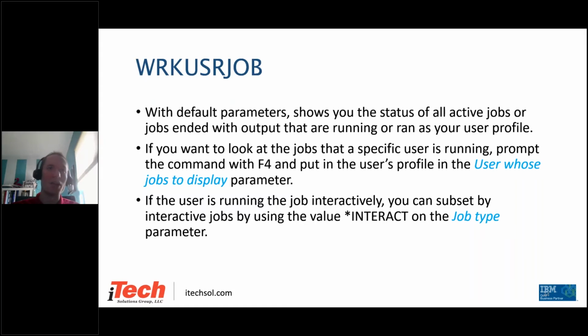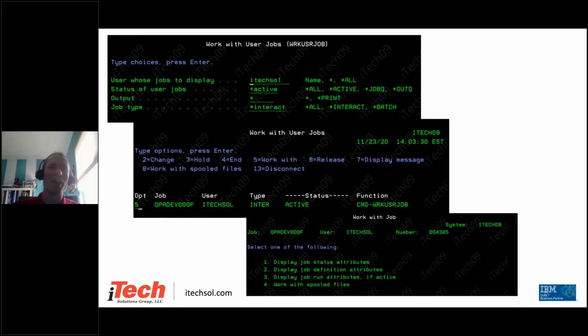then you can subset by interactive jobs by using the value interact on the job type parameter. So it's an example of that. If I wanted to display only jobs by user iTech SOL that were active and they were just connected interactively, it doesn't have to be green screen. Sometimes users are able to connect to a session through a screen scraping type of interface. But if they're connected interactively, not through another method, then you can subset by that job type and see only those interactive jobs that they're connected to the system by.